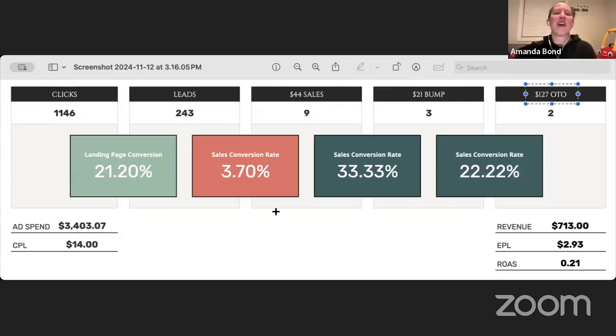Okay. So here I wanted to get a little bit more information into how this revenue was being generated. So these $44 sales, if we just had 9 of them, our ROAS would be even lower. So I'm like, okay, 3.7% of the leads coming in are upgrading here. But when they do buy, a third of them are adding on the order bump. So is the order bump the problem? No, that's actually a quite exceptional amount.